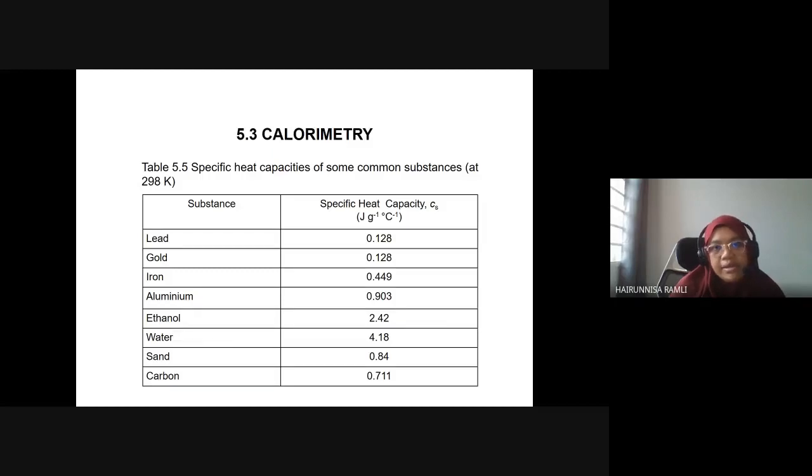Okay. Of the calorimetry. Kalau you nampak eh kat sini. This one is examples of the specific heat capacity. Specific eh. So dia CS. CS. Yang ada mass tu kan. A few lah ada punya substance kan. Kalau yang tak ada gram tu basically is for calorimeter.